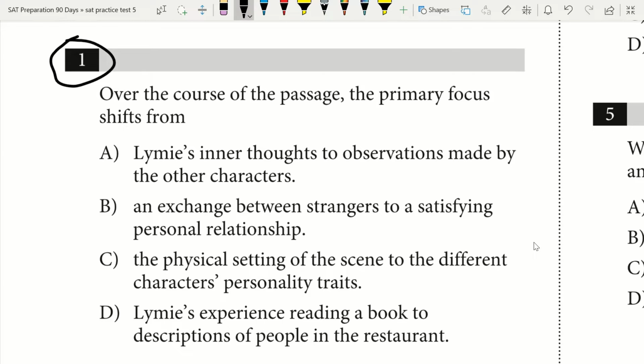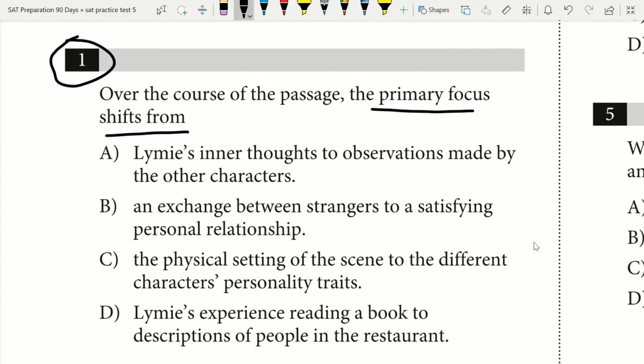book and then awaits the entrance of his father, and then eventually his father comes into the restaurant and sits with him and dines. So over the course of the passage, the primary focus shifts from what? So the things I want to discuss when talking about the primary focus shifting within a passage is you want to make sure that you're maintaining the big picture.